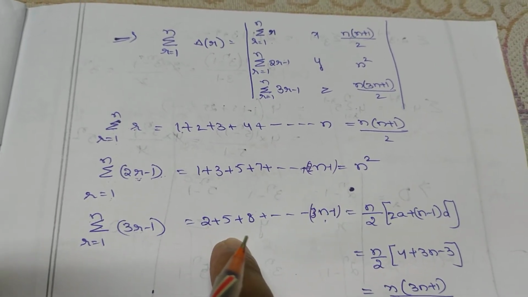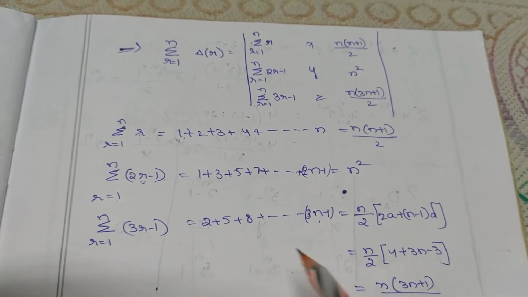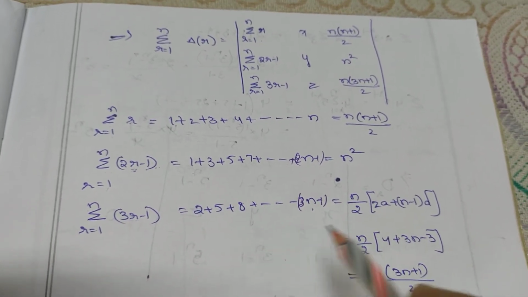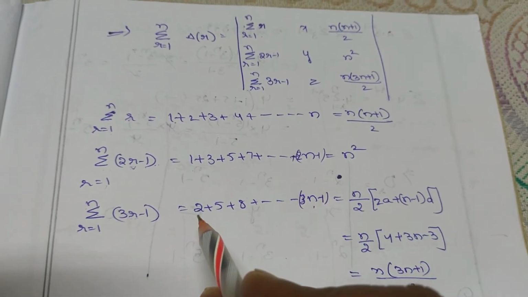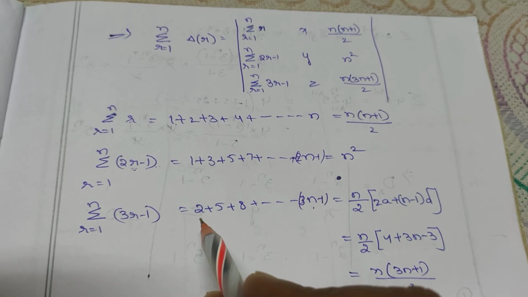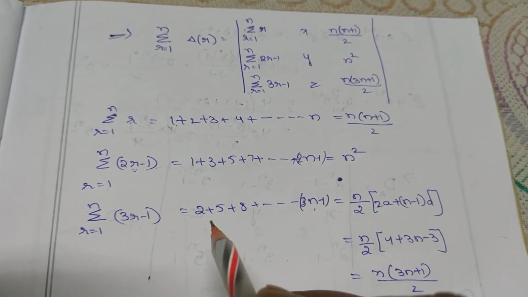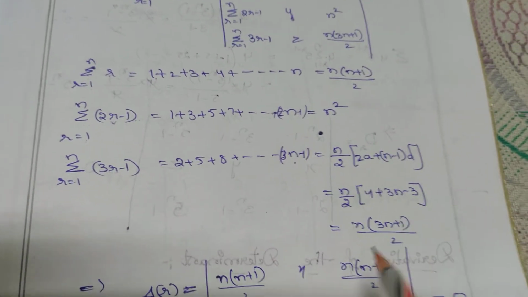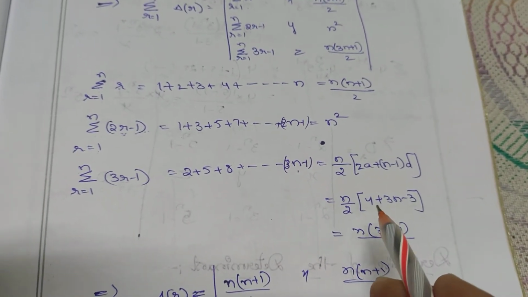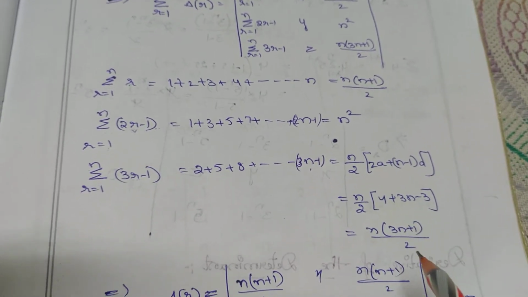So what is the formula? n by 2 into 2a plus n minus 1 into d. The total number of terms is n, so we get n by 2 into 2 into a. 2 into a means the first term 2, 2 twos are 4, plus n minus 1 into d. Here d is 3, so 3n minus 3 we have to write here. So this is equal to n by 2 into 4 plus 3n minus 3, which means 3n plus 1. So n into 3n plus 1 by 2.